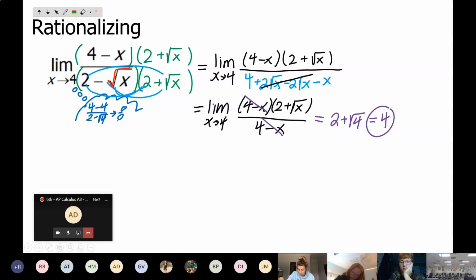Some things I want to say about this problem, and then I'll take some questions. So this one is a hole. This graph, I definitely don't know what it looks like, but I do know that there is a hole in the graph at 4, 4.